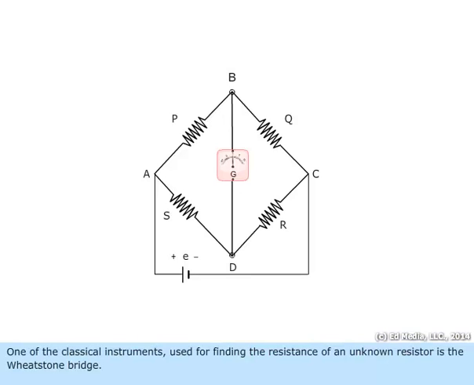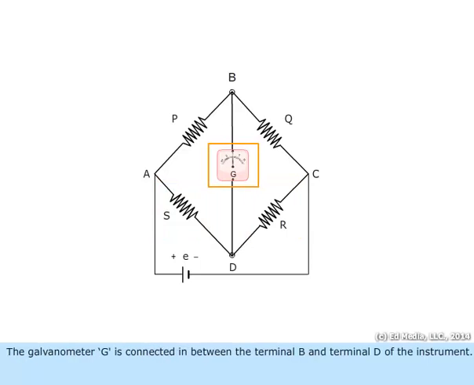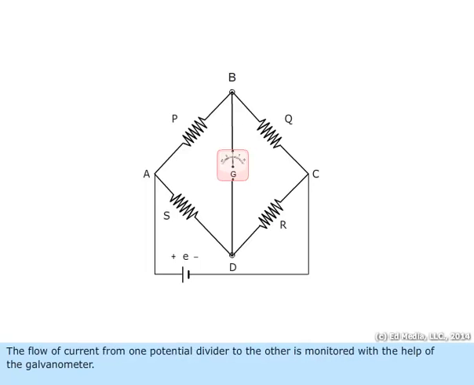One of the classical instruments used for finding the resistance of an unknown resistor is the Wheatstone bridge. It consists of 4 branches with resistances P, Q, R, and S. The galvanometer, G, is connected in between the terminal B and terminal D of the instrument. The flow of current from one potential divider to the other is monitored with the help of the galvanometer.